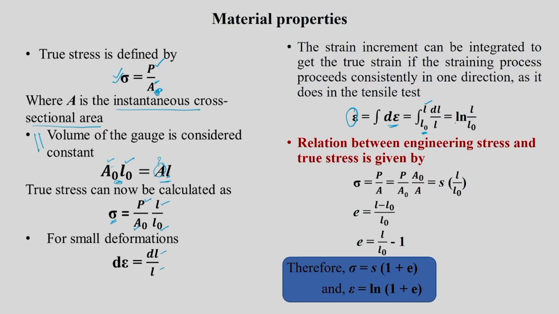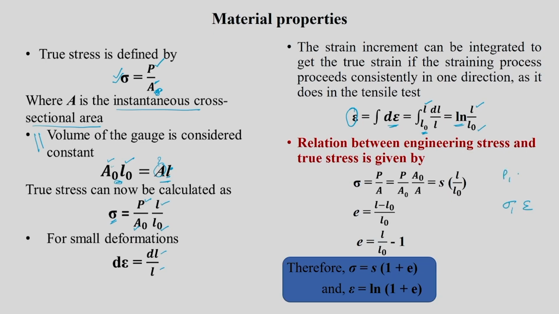Wherever you want to calculate, you can calculate it. So, L will give you ln of L by L naught, where L is your instantaneous gauge length and L naught is your initial gauge length. This is also known to you, because L is known to you here itself. The same L will come, and L naught is, let us say, 50 mm. Now you have sigma and epsilon.